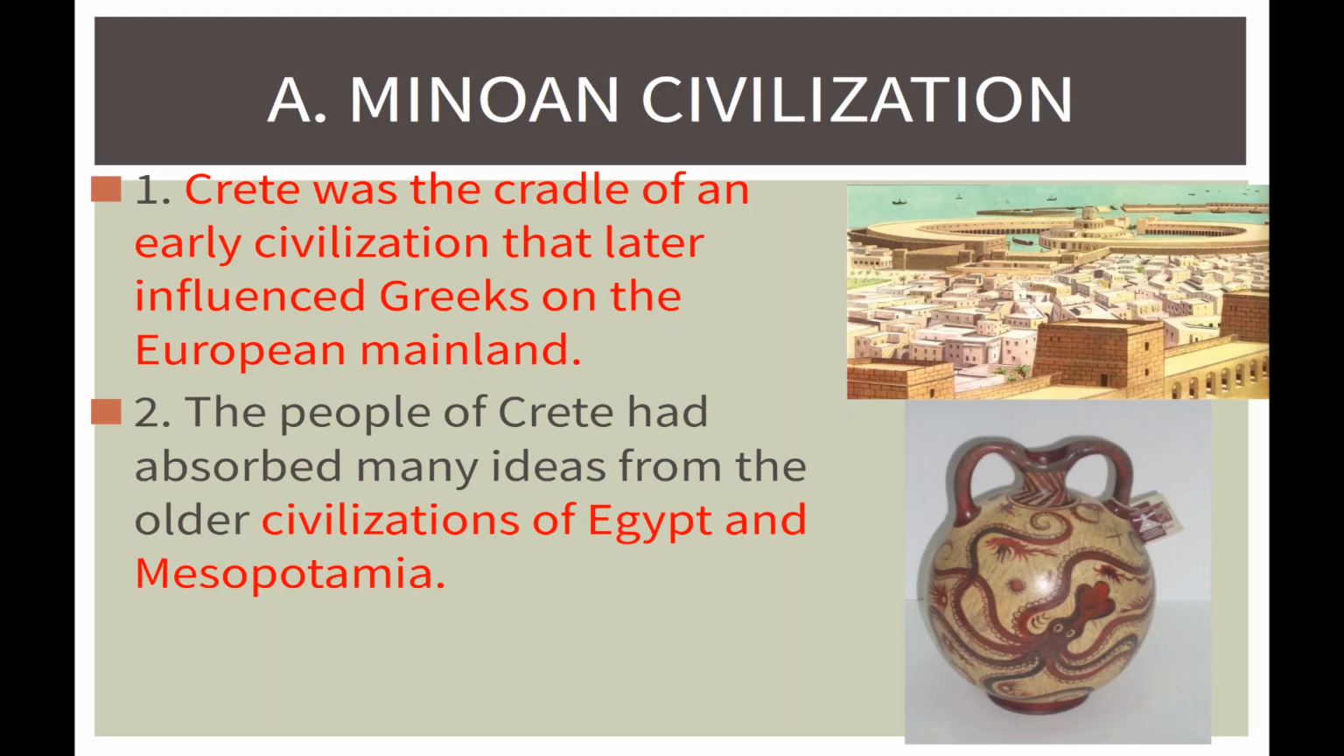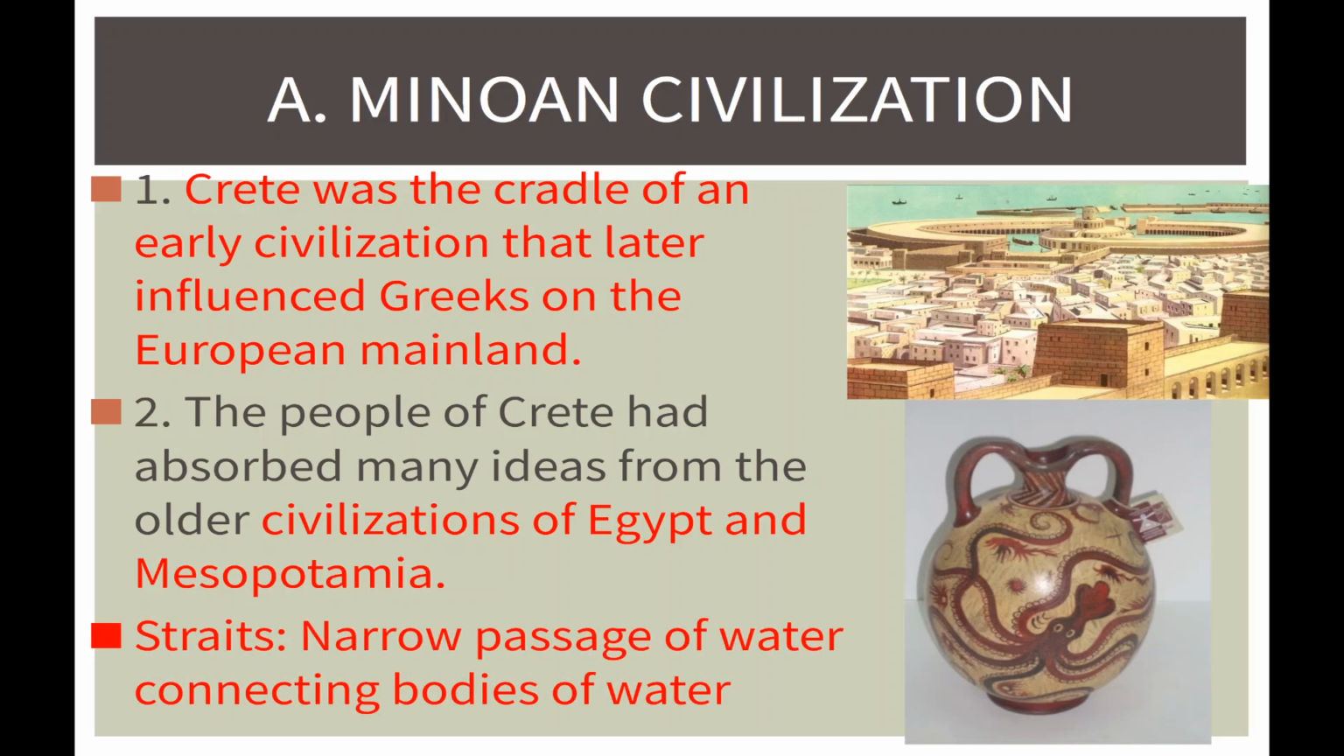The people of Crete had absorbed many different ideas, some of them from Egypt, some from Mesopotamia, and they had incorporated a lot of different ideas and cultures from other places. And this was an area really known for its sea trading, because obviously if you live in Greece, the islands, the peninsulas, the sea is going to be tremendously important to you.